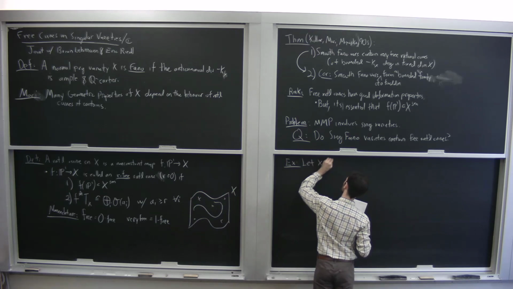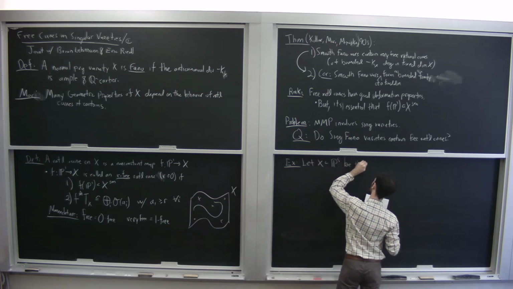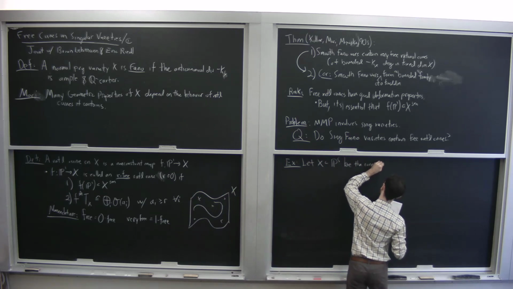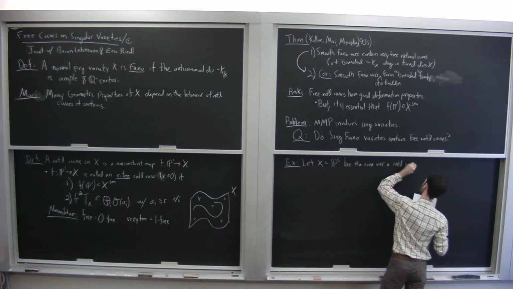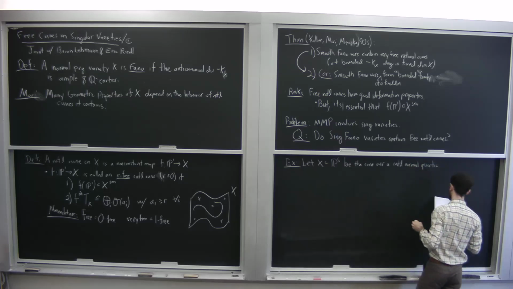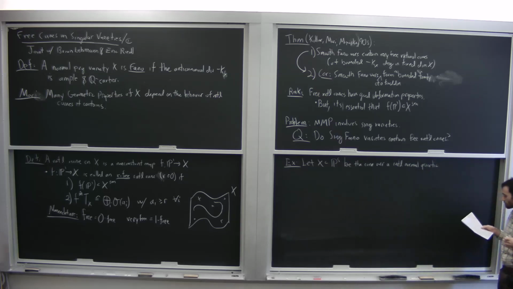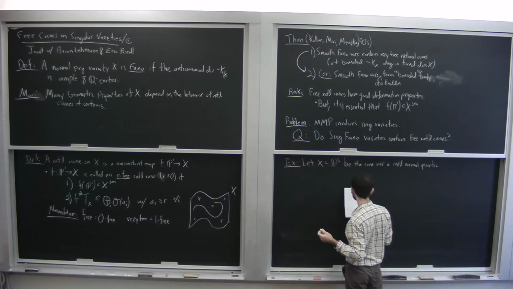Let X in P5 be the cone over a rational normal quartic curve. Right, so this means P1 embedded by O4, the complete linear system of degree 4 polynomials. Okay.